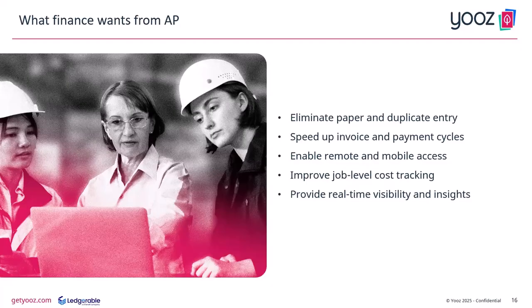Longer processing times delay financial reporting and they choke cash flow. Speed is everything, and automation is the key to faster, more reliable throughput, which also means better visibility. And then manual processes are not only slow, they're error prone. Finance wants digital workflows that remove the risk of costly mistakes and wasted effort.